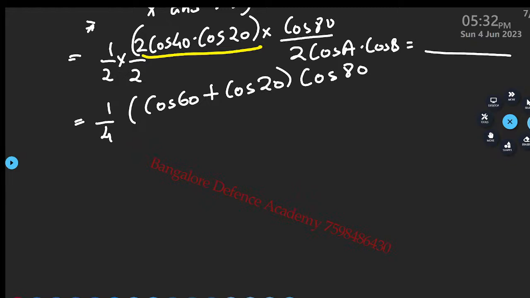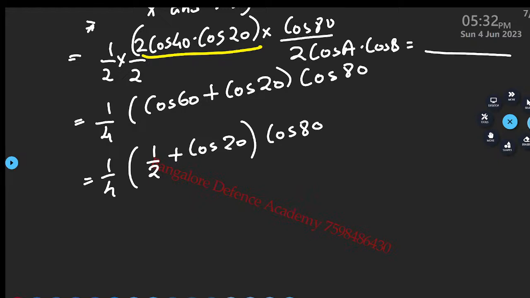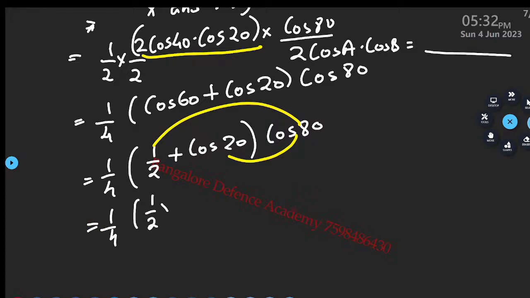Now in this 3, which value I know? What is that value? 1 by 2. So write down. This is 1 by 4 bracket 1 by 2 plus cos 20 into cos 80. Do you understand? Now can I multiply this cos 80 outside here? Matlab, can I expand this bracket? Okay, so what happens? 1 by 4, now this is 1 by 2 into cos 80 plus cos 80 into cos 20. Can I write it like this? Right? Okay. So now what happens?